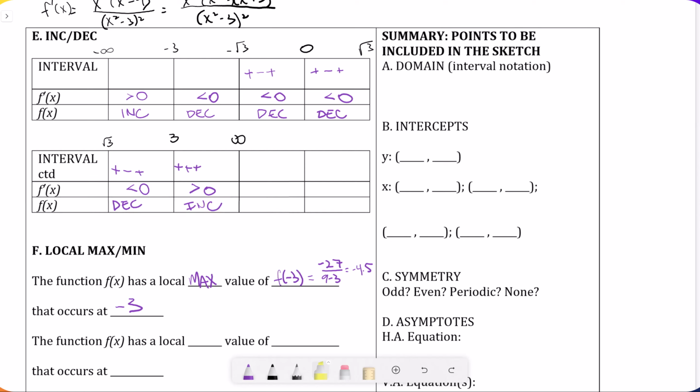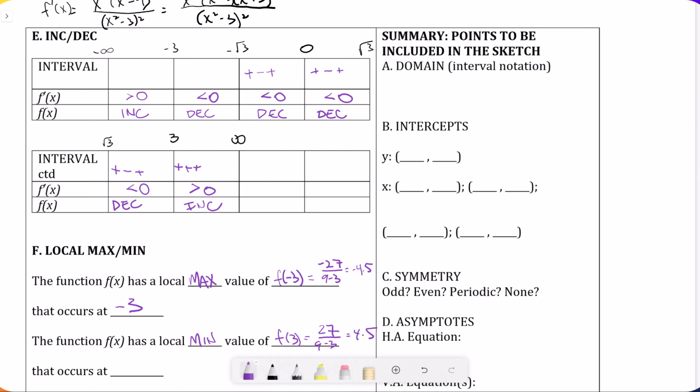So we have a local min value of f of 3 equals 27 over 9 minus 3, which is positive 4.5. I'm not surprised I'm getting this exact same value. Why not? Because it's something we discovered and determined earlier. What did we just determine about this function, about what f of negative x was and how it relates to f of x?